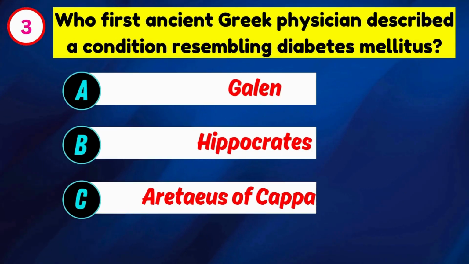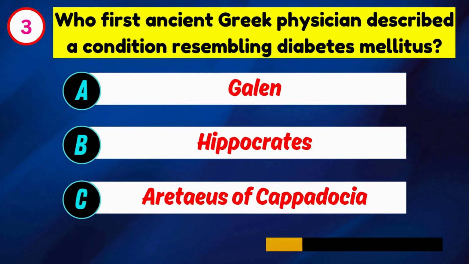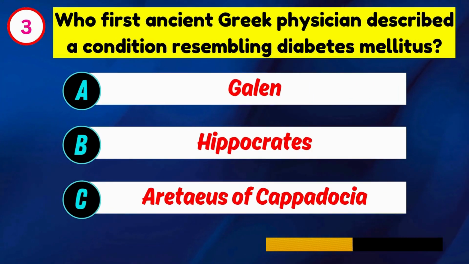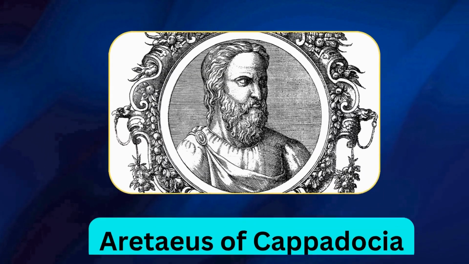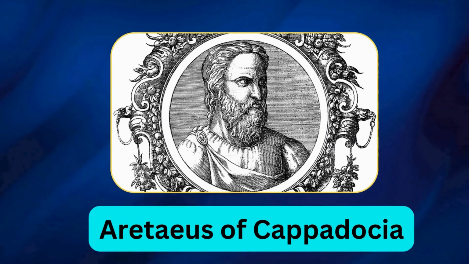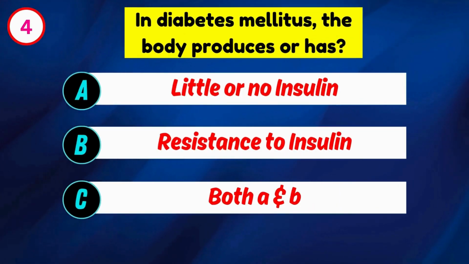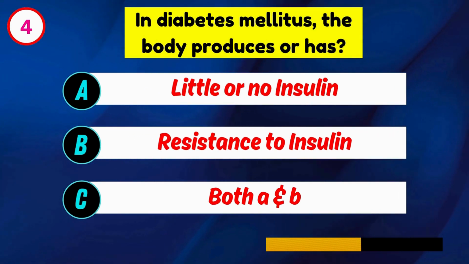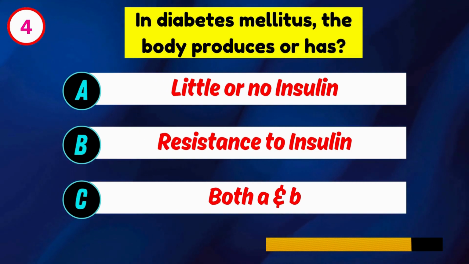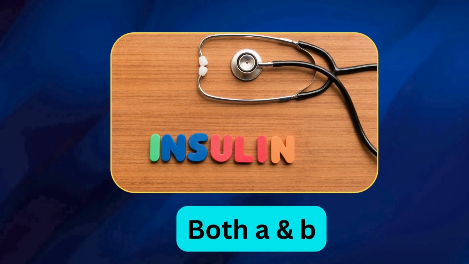Who first ancient Greek physician described a condition resembling diabetes mellitus? Galen, Hippocrates, Aretaeus of Cappadocia. Aretaeus of Cappadocia. In diabetes mellitus, the body produces little or no insulin, resistance to insulin, both A and B. Both A and B.